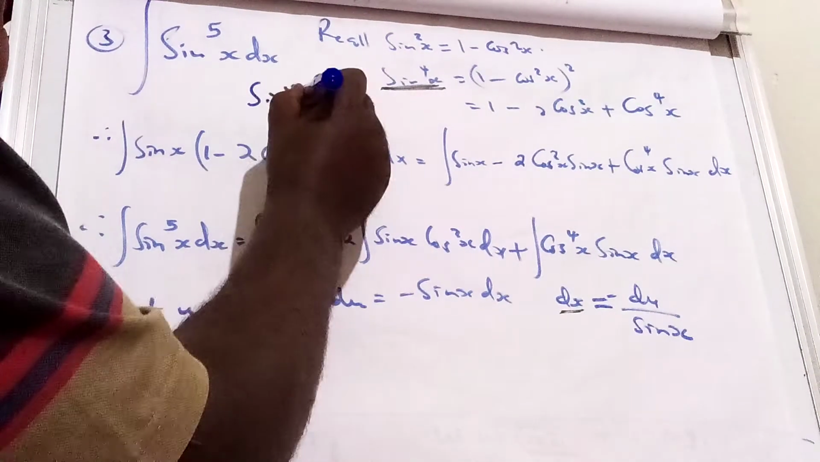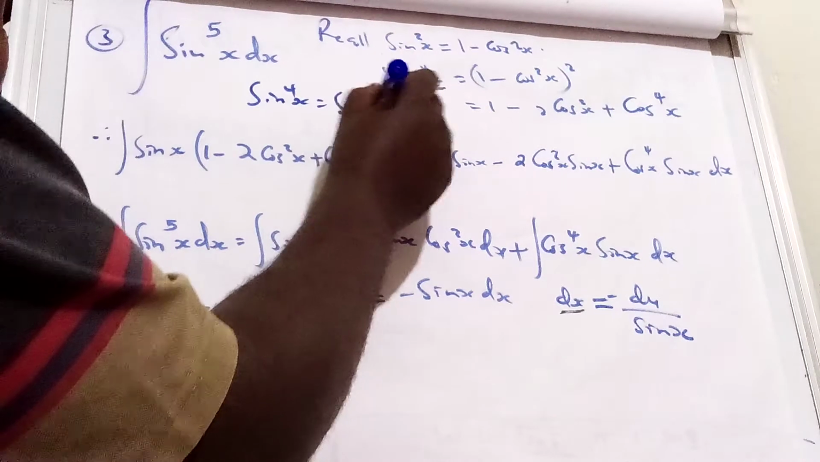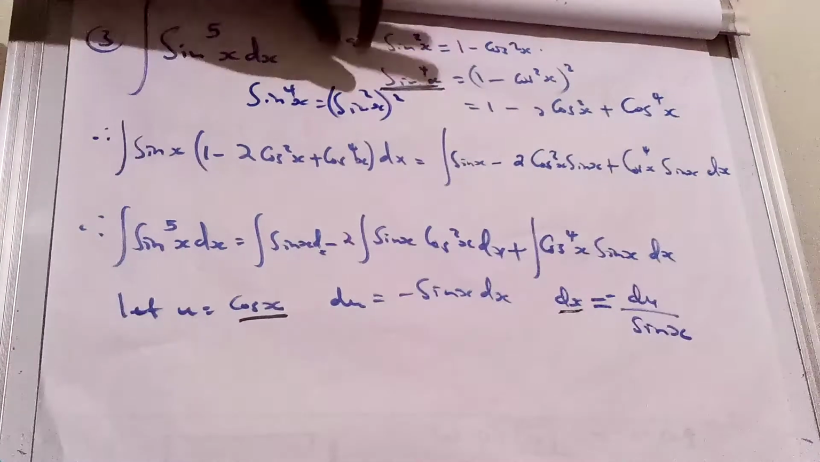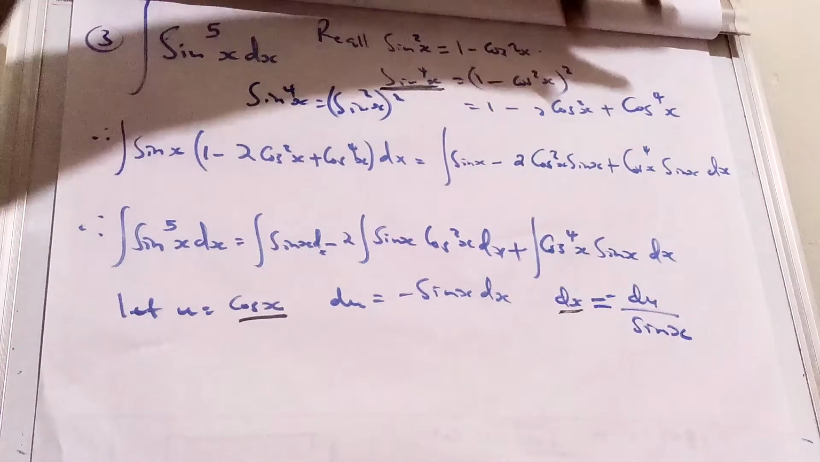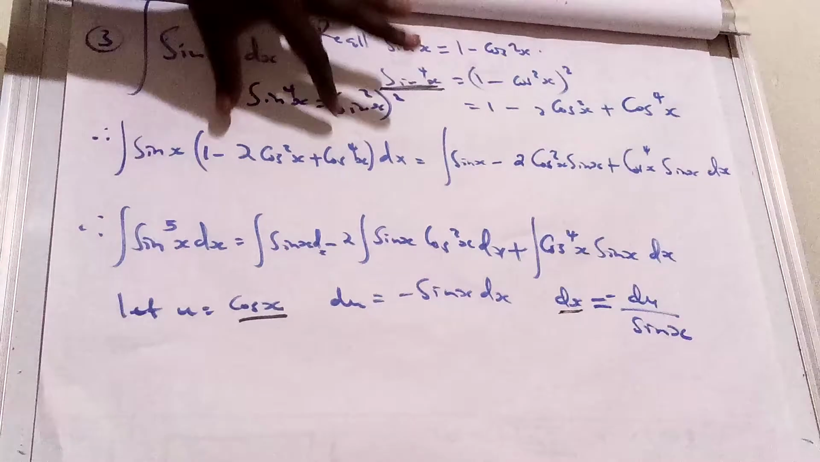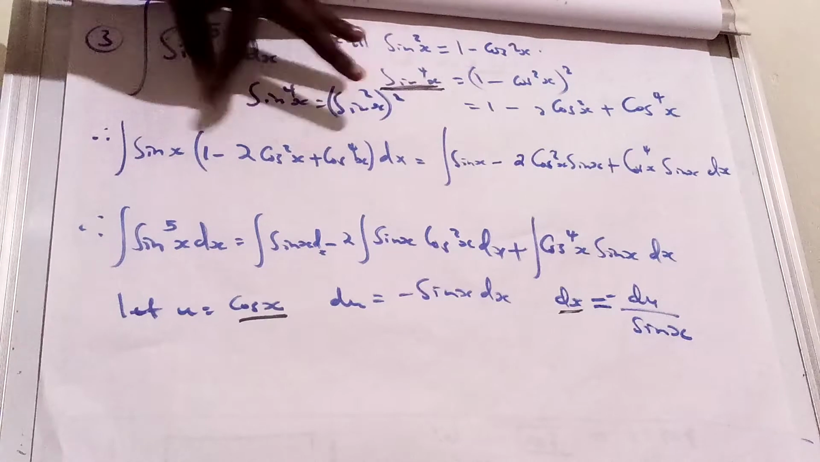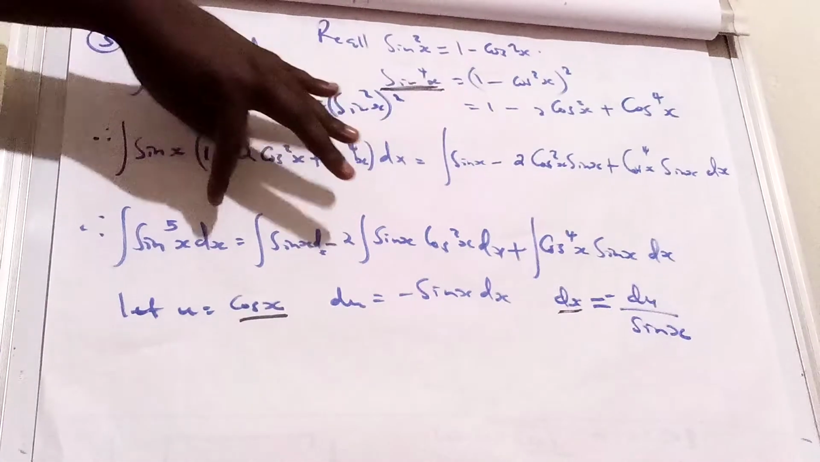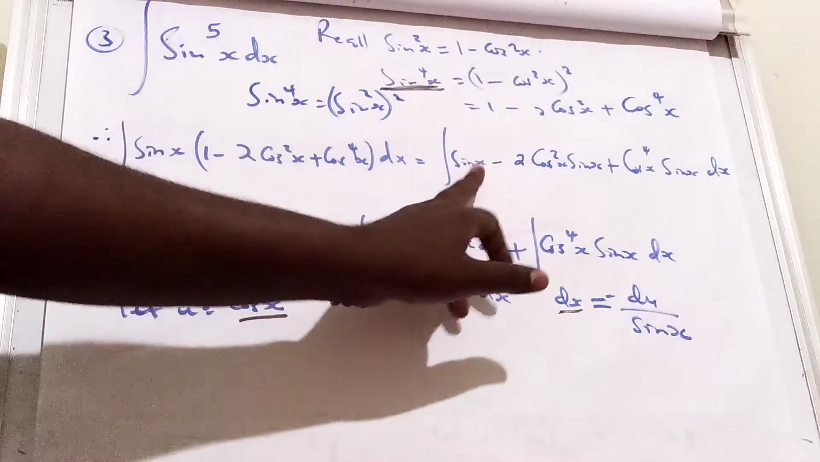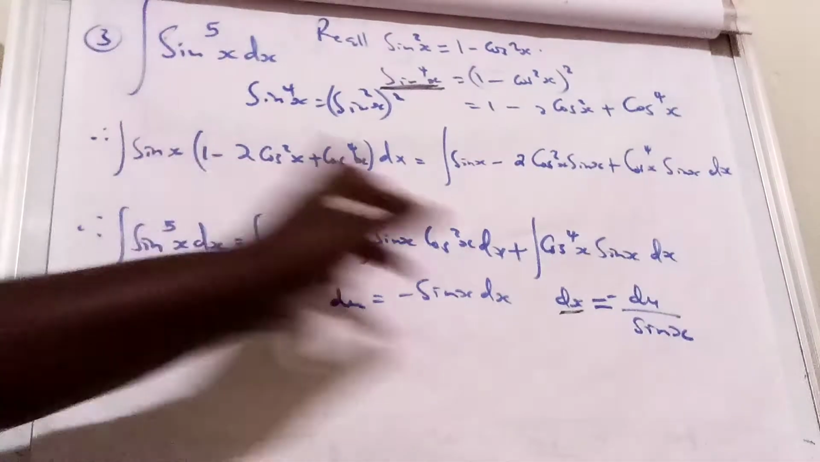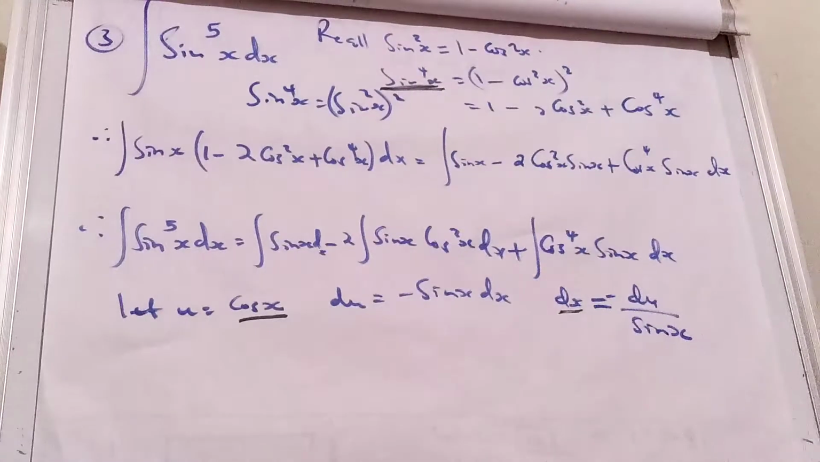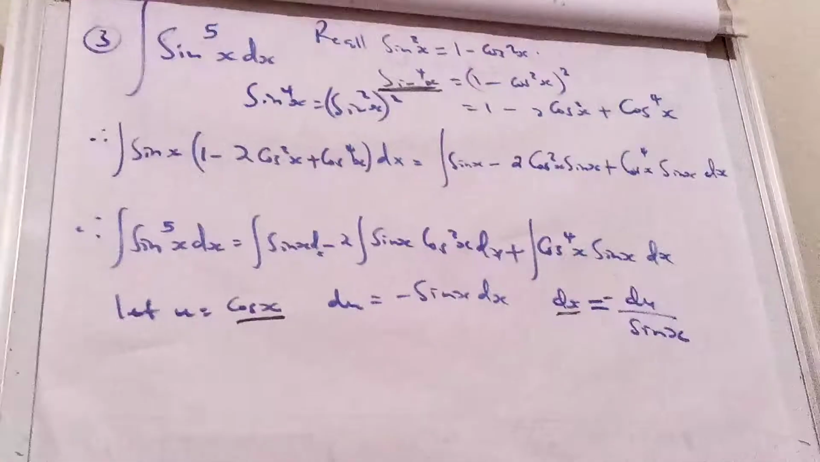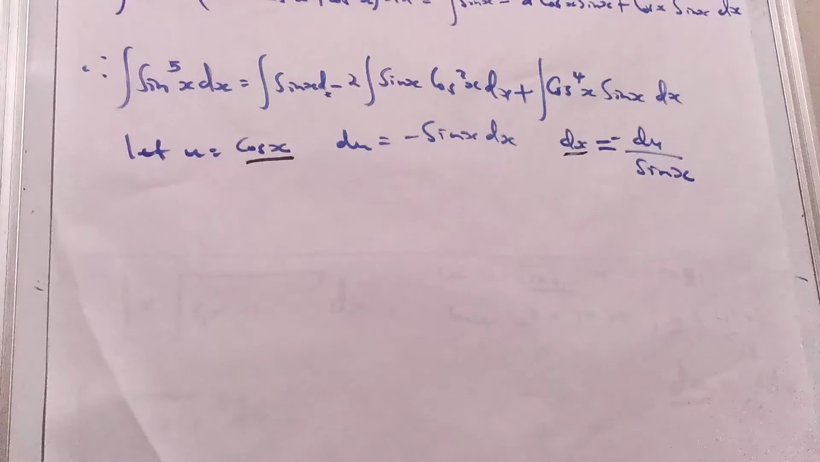Sine power 4 of x would be sine squared of x, squared. So sine squared of x is 1 minus cos squared of x. If you square everything, you get 1 minus 2 cos squared x plus cos power 4 x. Bring it where you had your sine x and open that bracket. It should bring you to something like sine x, minus 2 cos squared x sine x, plus cos power 4 x sine x. So this is where exactly the change of variable comes in.